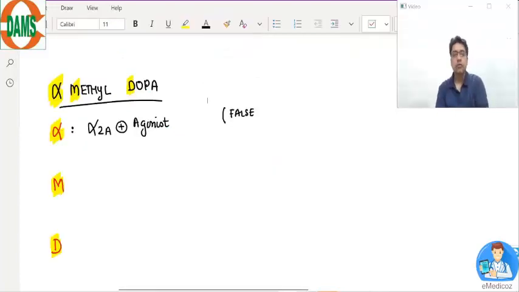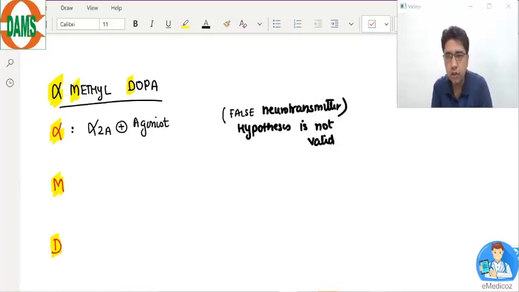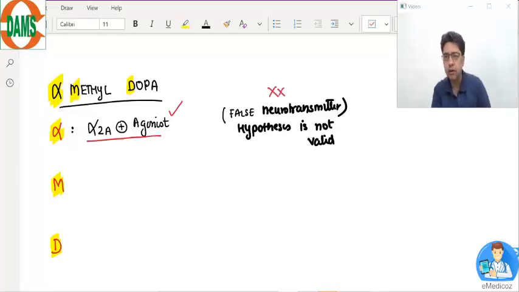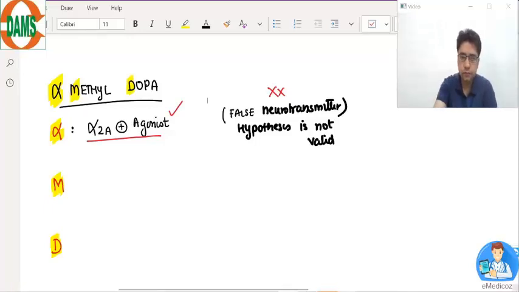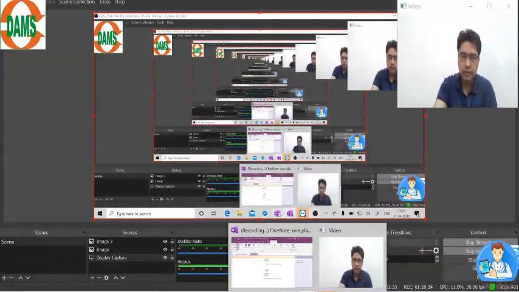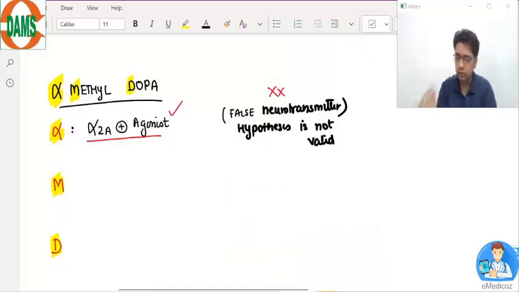Okay. The false neurotransmitter hypothesis is not valid. In your books, it is written that it acts as a false neurotransmitter. No. You don't have to remember this line. You will find something in your book, forget it. Don't give attention to that part. So what is the action? It is an alpha 2 agonist.